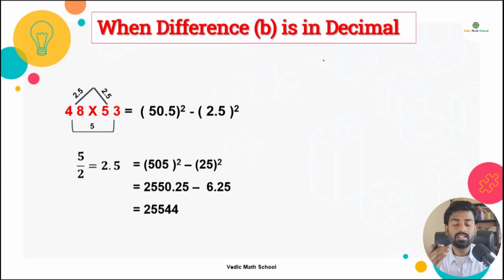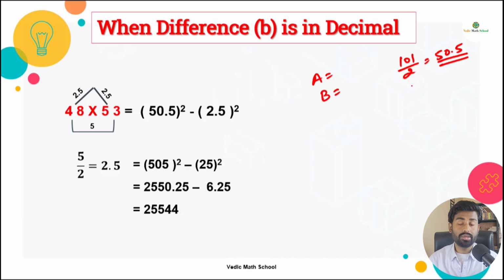And how is it possible? Let me show with this example. There are the numbers 48 and 53. Now add 48 and 53, because we have to find the value of a and the value of b. So 48 plus 53 gives 101. Now 101 divided by 2 is equal to 50.5.